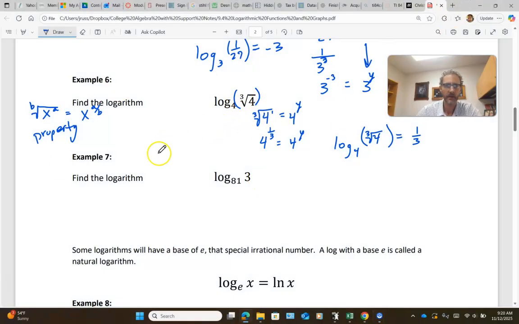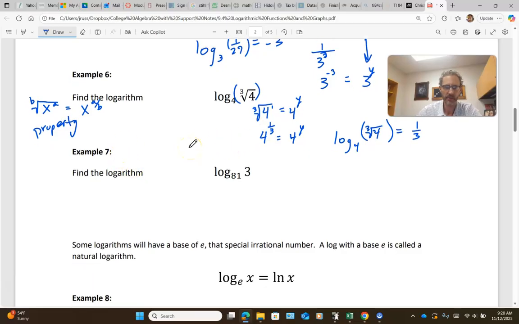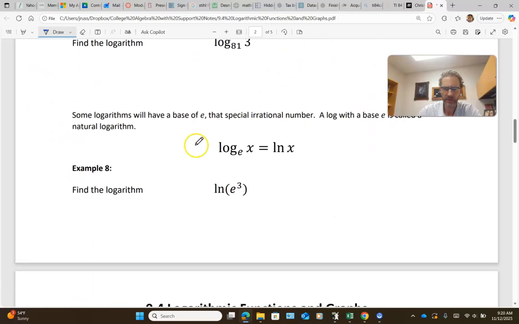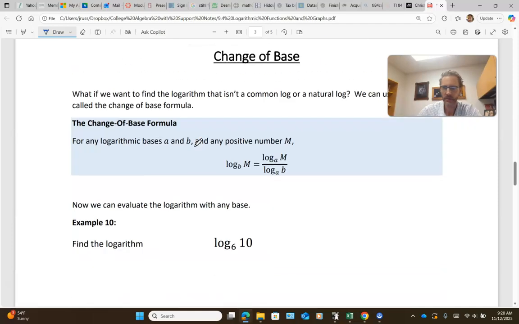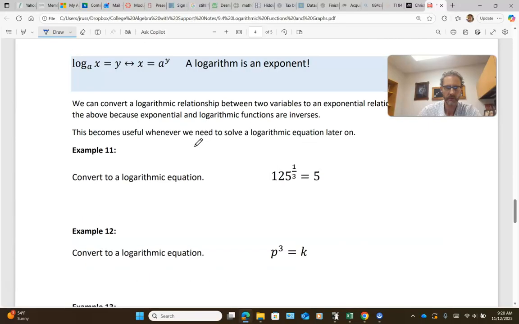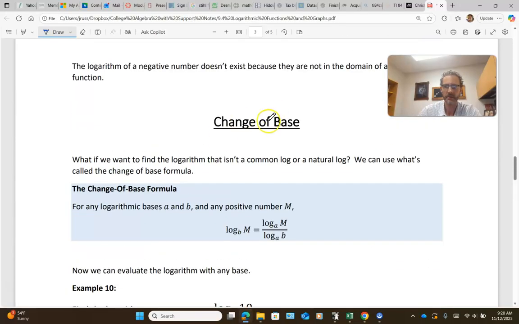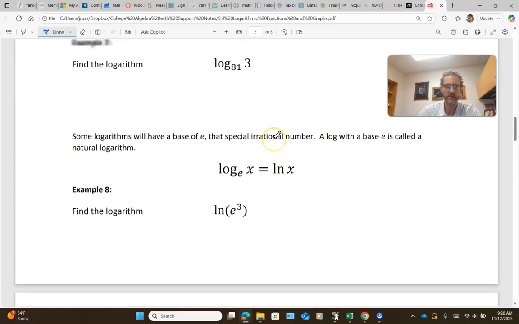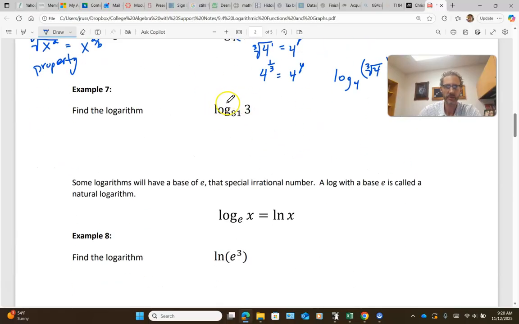Okay. All right, well, let's look at example 7. I'm going to go a little bit longer, I think, in this video. Yeah, I think I'm going to get down here to this change of base. That's where I'll stop. So let's look at example 7. Log base 81 of 3. This one I think is probably the most challenging one if you're doing it by hand, because you're trying to figure out 81 to what power is equal to 3.